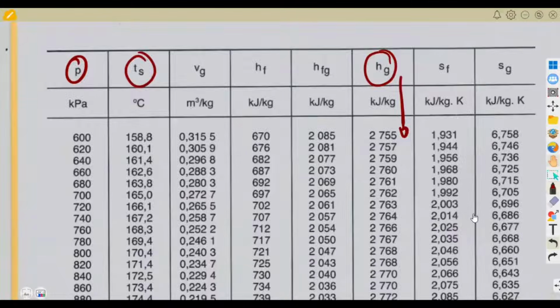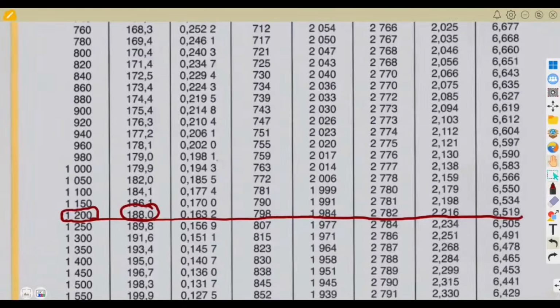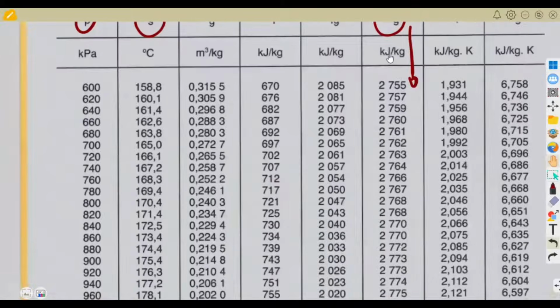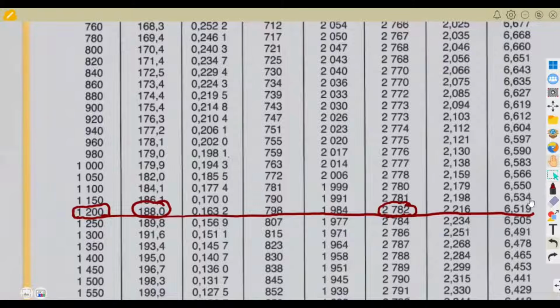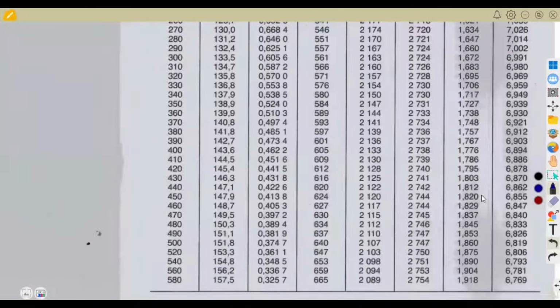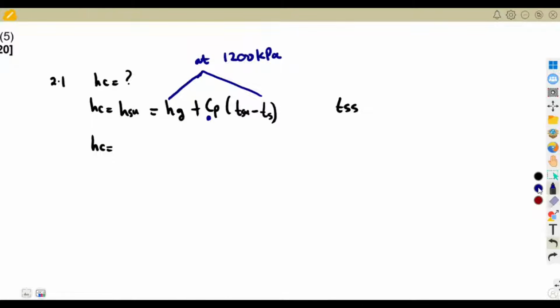You also take the value of Hg down here. The value of Hg corresponds to this value here, which is 2,782, measured in kilojoules per kilogram. So these are the values that we want. We've got our saturation temperature in degrees Celsius and our Hg. So let us bring these values. Sorry for that. Okay, so here, remember we said our saturation temperature at 1,200 kilopascal. Our temperature there was what?